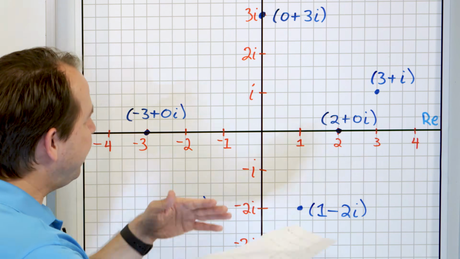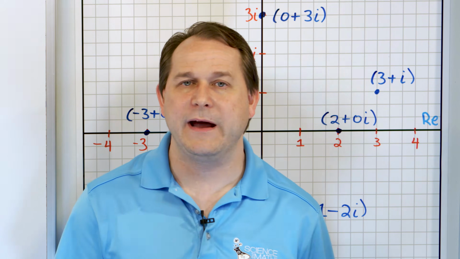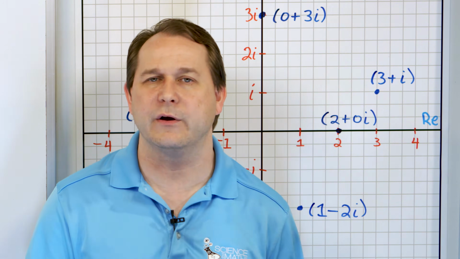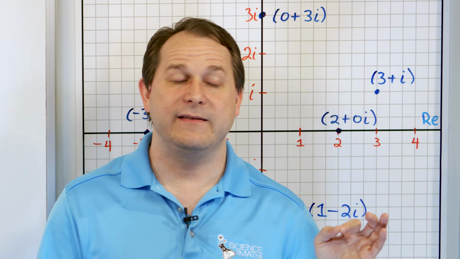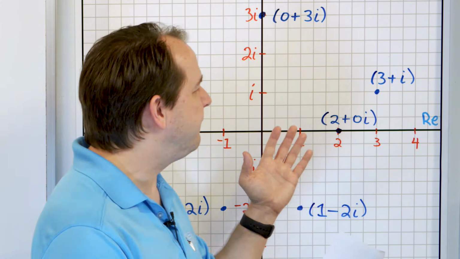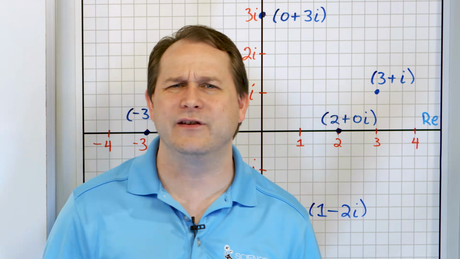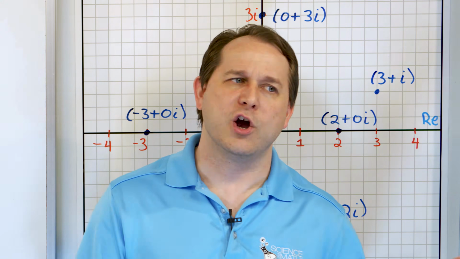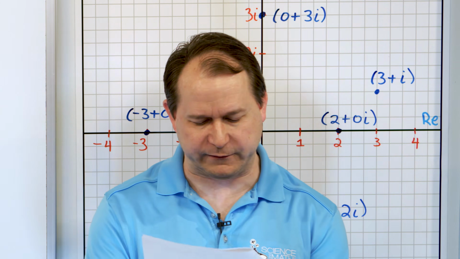Now, graphing them behaves exactly the same as graphing any XY pair. I've tried to show you here, so it's not magical, but that's what it is. It's really showing you that these numbers have kind of two dimensions to them. You can think of it that way. A real and an imaginary part means they have two dimensions.